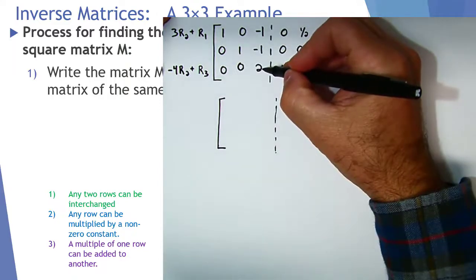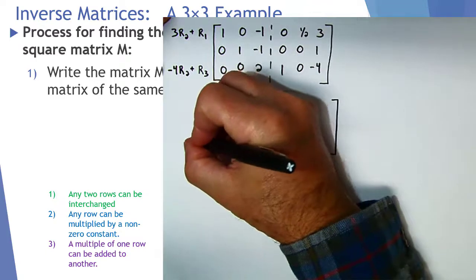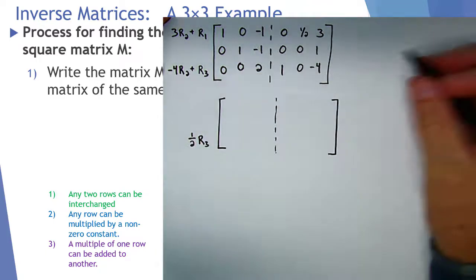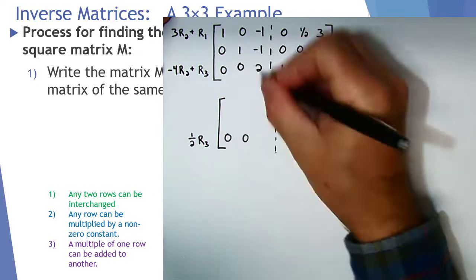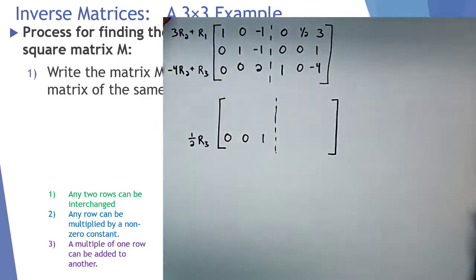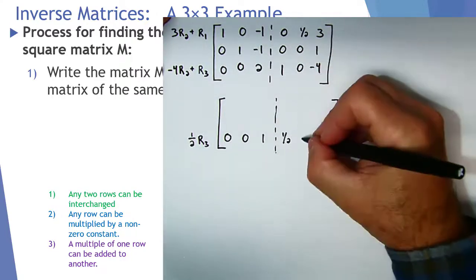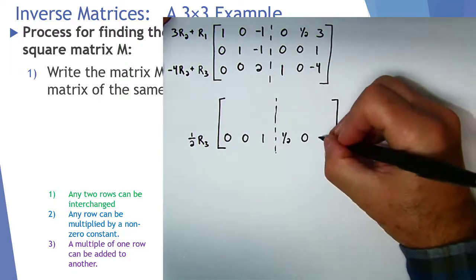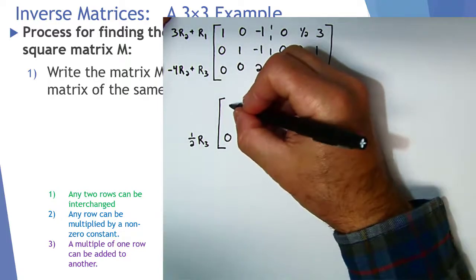How can we change that 2 into a 1? Well, let's multiply row 3 by 1/2. So let's take 1/2 of row 3, and we won't change anything else. Half of row 3, half of 0 is 0, half of 0 is 0, half of 2 is 1, that's the one we want. Half of 1 is 1/2. Half of 0 is 0, and half of -4, that is -2. Okay, we didn't tamper with row 1 or row 2.